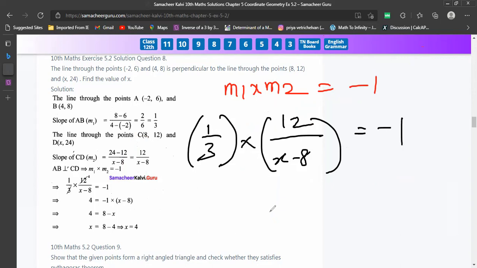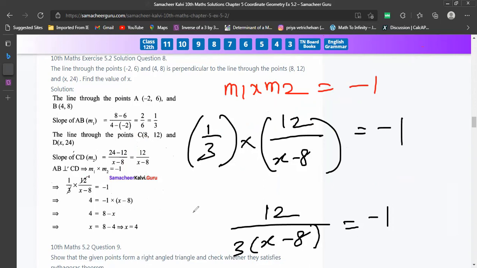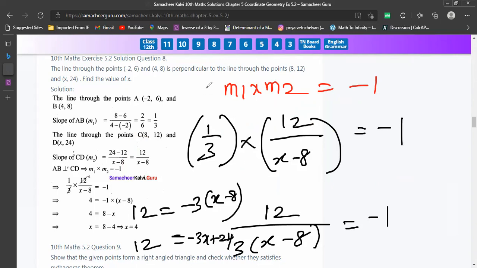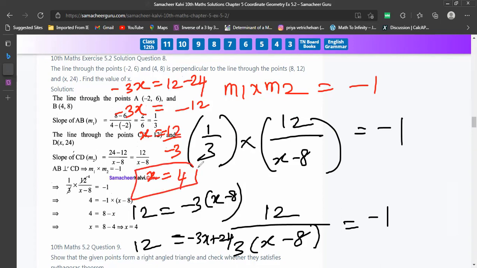Equated to minus 1, it's 12 upon 3 into (x minus 8) equal to minus 1. So 12 equals minus 3 into (x minus 8), that is 12 equals minus 3x plus 24. So minus 3x is equal to 12 minus 24, which is minus 12. So x is equal to 12 upon 3, so x is 4. Understood, Manasi? Yeah.